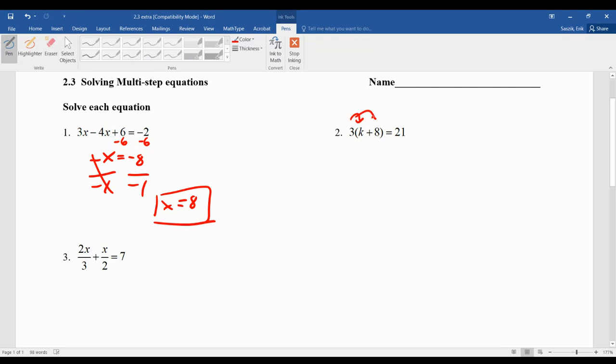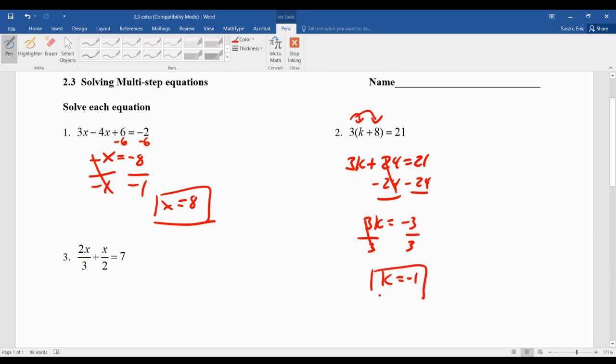Got a little distribution here. Most students are pretty good at that. 3 times k, 3 times 8. Move the 24 over. 3k equals negative 3. Divide by 3, we get k equals negative 1. Okay?